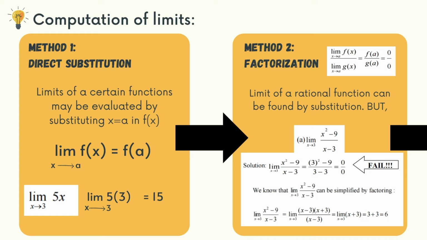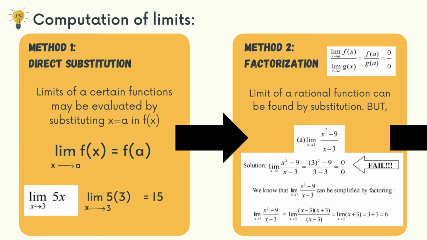Now let's look at this example. Limit of 5x as x approaches 3. Just substitute the x with 3 and we'll get 15. As easy as that. So let's proceed to method 2, which is factorization.